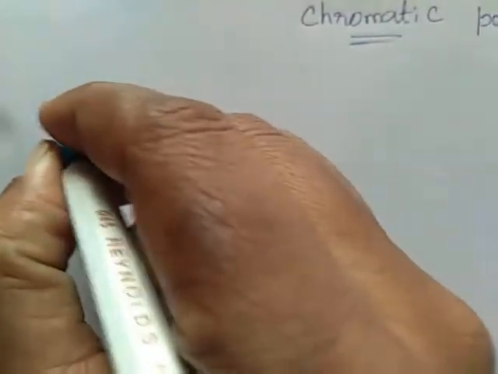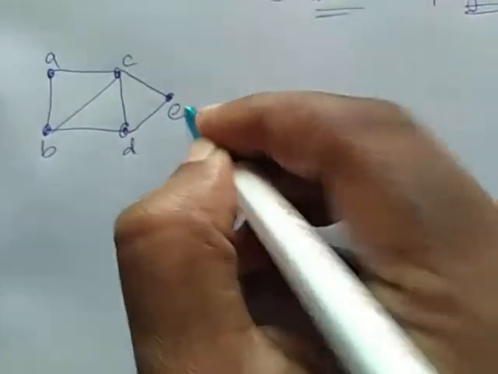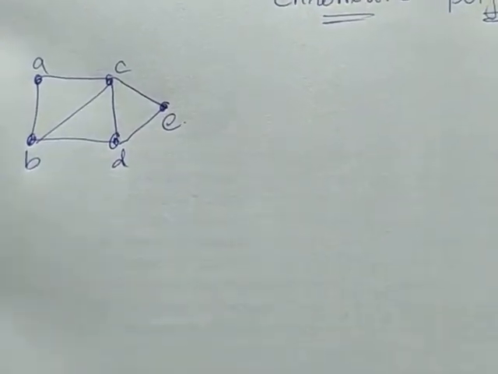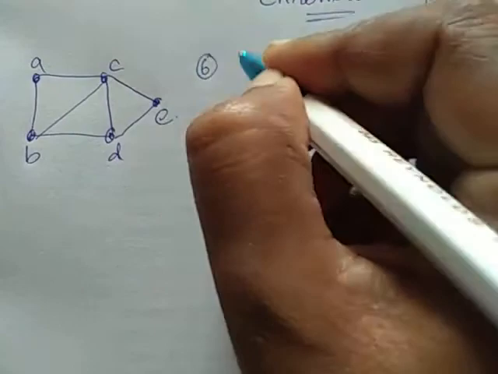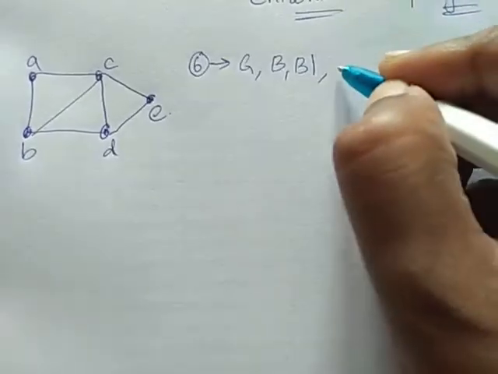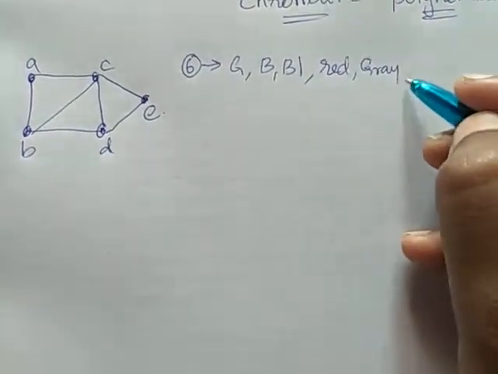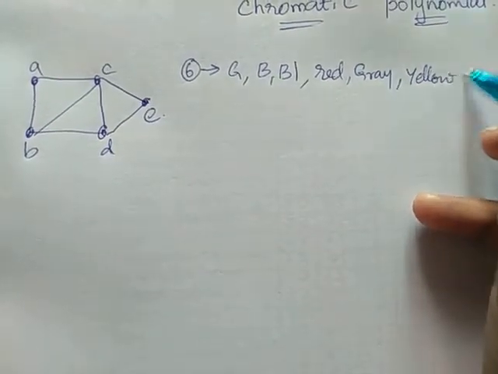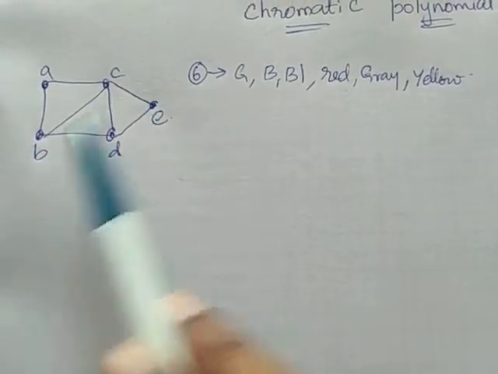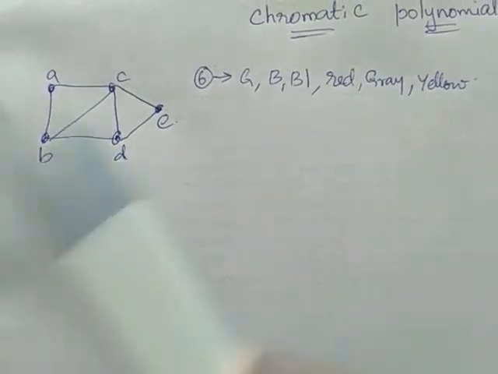Consider any graph G. It is having 5 vertices. Suppose I have 6 colors, say green, blue, black, red, grey, yellow. I am having 6 colors. This is one of the graphs. I can color this graph properly by using any 5 of these colors, right?